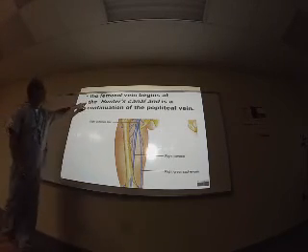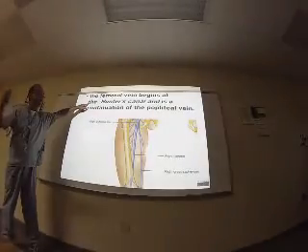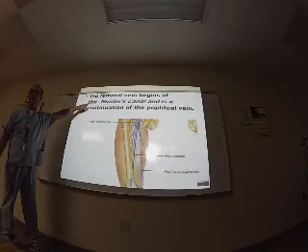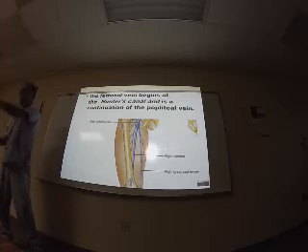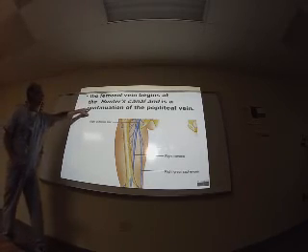The femoral vein begins at the Hunter canal. Logical that it begins at the Hunter canal because this is where the artery enters, and it is a continuation of the popliteal vein.